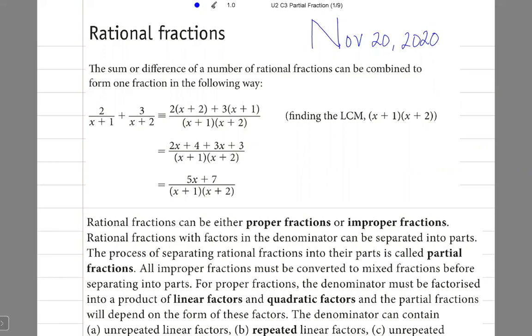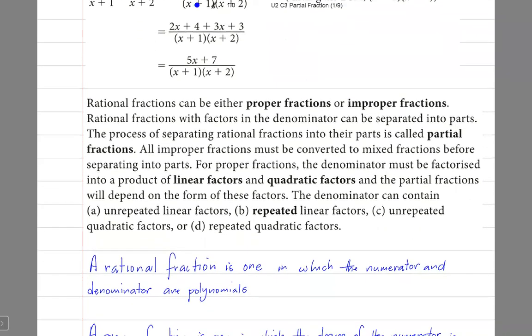Here, the denominator is a binomial, and this is true if the denominator is a linear factor or not. It is true that when adding or subtracting fractions, if the denominators are different, you must find the LCM. So I'm 100% certain that you guys would be able to add these two fractions and come up with the 5x plus 7 over x plus 1 into x plus 2. I'm sure you would be able to do that, so I'm not worried about that. All right, continuing.